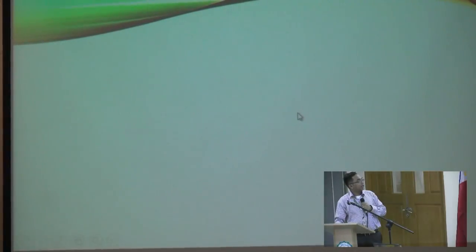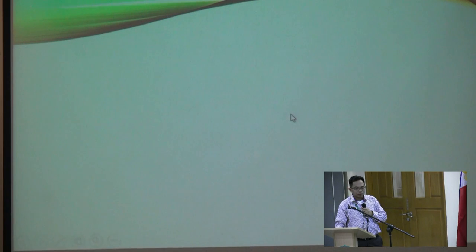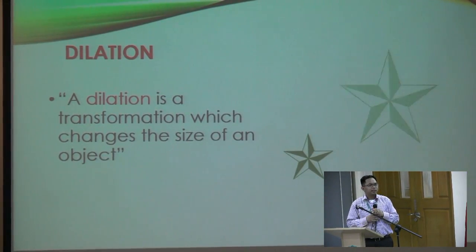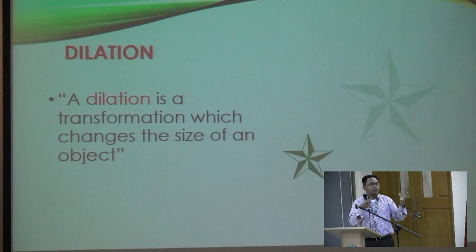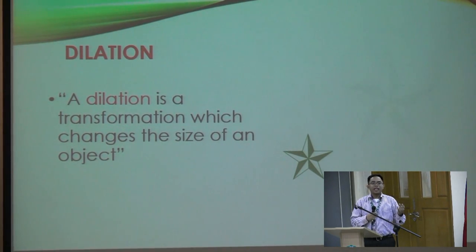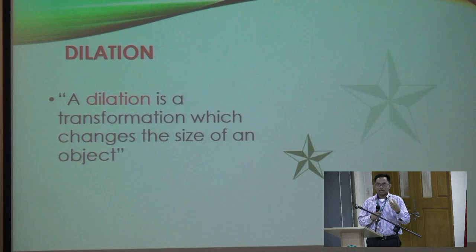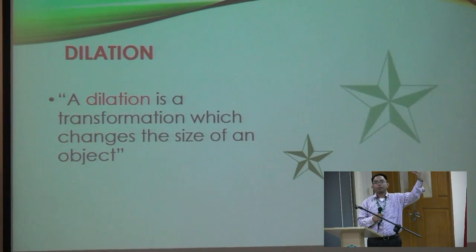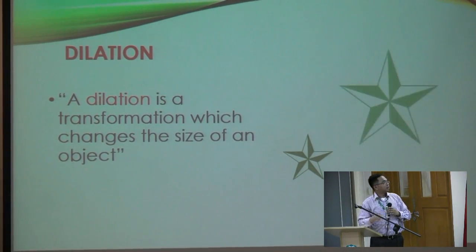Of course, the other type of transformation would be the dilation. The term dilate is to inflate or shrink. So change the size of the object, but retaining the idea of the figure. So from a small star, it becomes a big star, or from the big star, you get a smaller star.